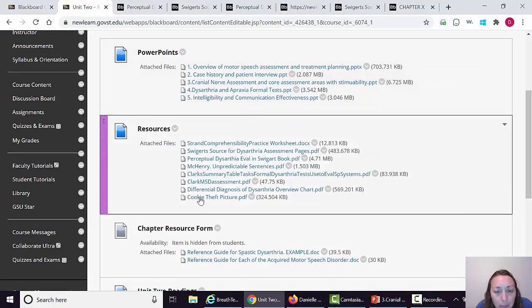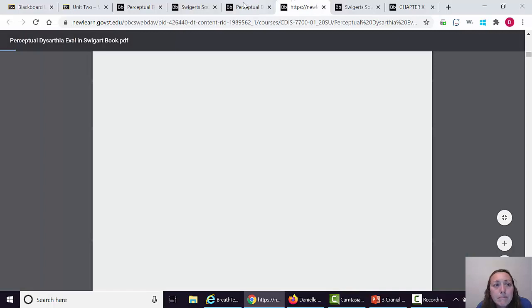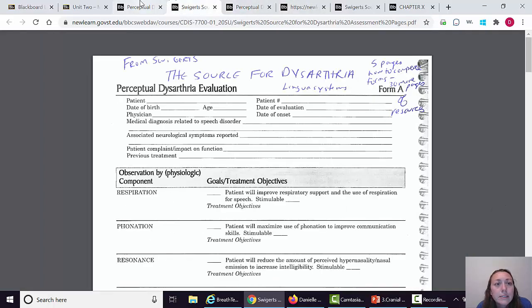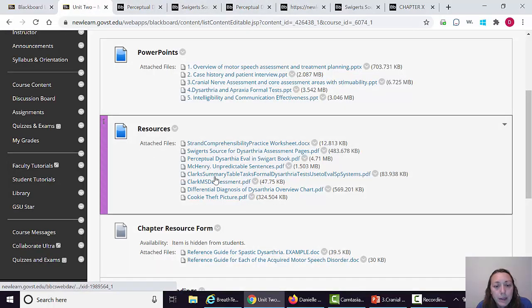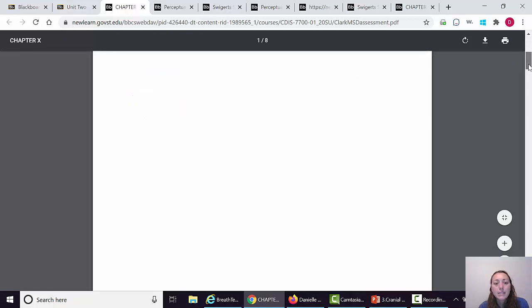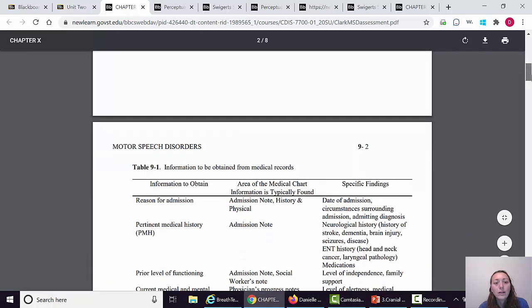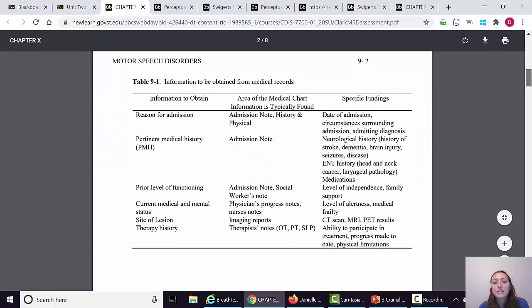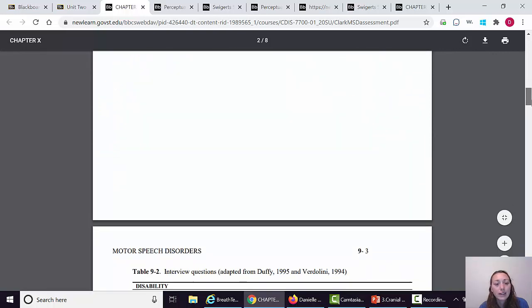All right, let me pull up the other, here we go. So the other Clark assessment, I think I already pulled it up. Maybe I didn't. All right, I will pull it up. This is an 8-page document. Here's the source. But this is in your PowerPoints as well. How do you do a chart review? What are some things you're looking for? Fine.